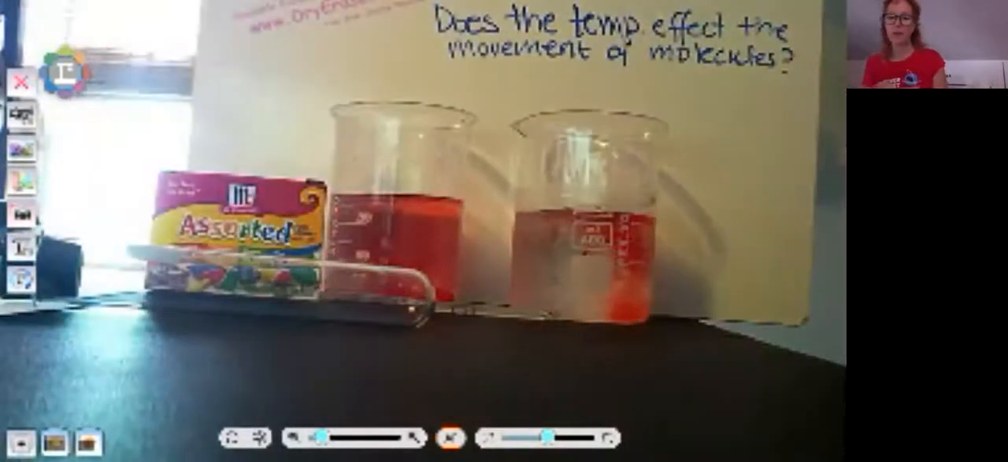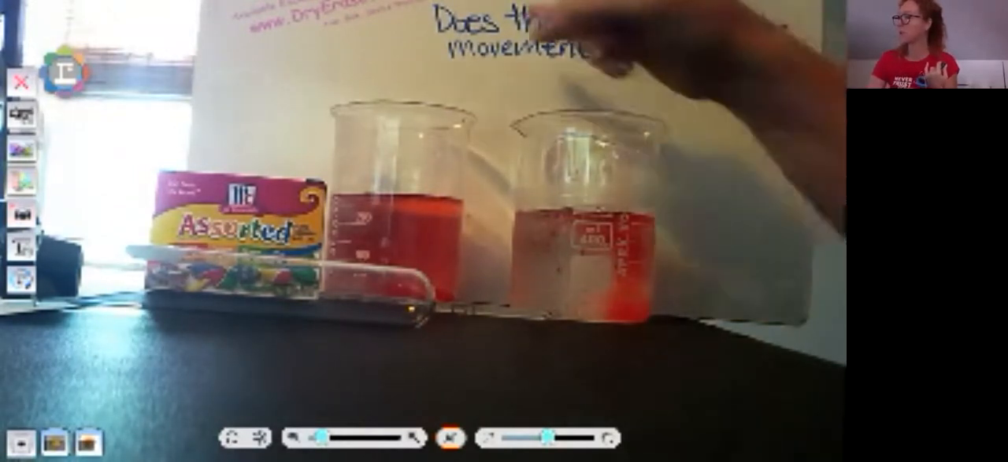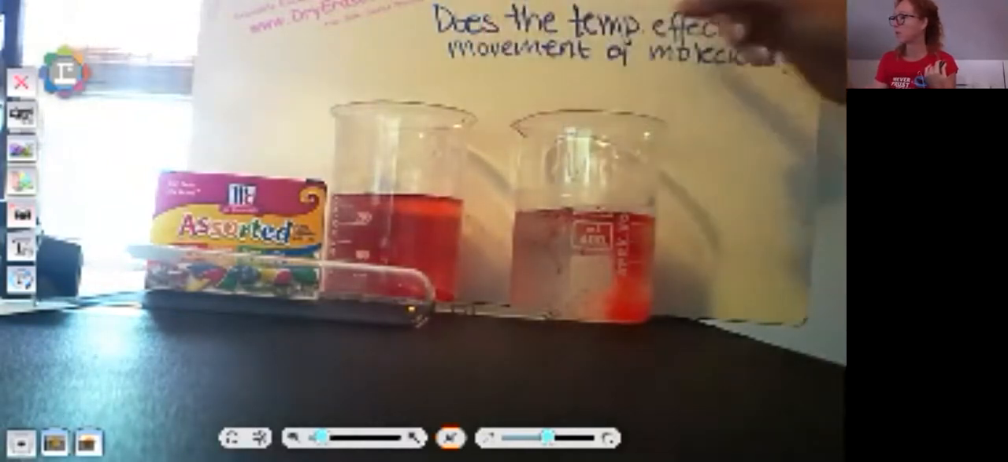Some things you want to think about: what is the definition of temperature? What does that mean? What happens when temperature is raised? What happens to those molecules? Why do we say something is hot? Why do we say something is cold? So we're going to research those things, we're going to discuss those things, and we're going to come up with our reasoning.